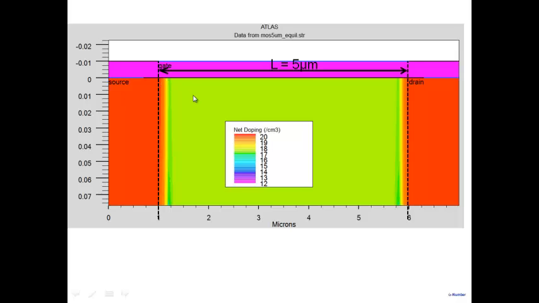So what you end up getting is an effective channel length, which is not what you specified. The effective channel length is what you specified minus the extension of the source and the extension of the drain into the channel. So effective channel lengths are always smaller than the channel length that you actually specify on a mask. For example, if it's 5 micron, you'll get something less, 4.4 micron here.